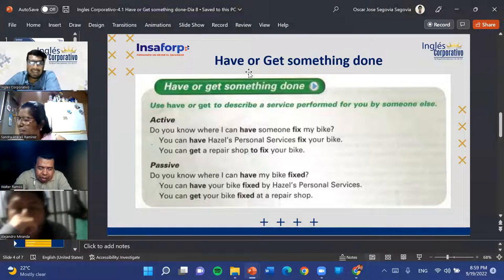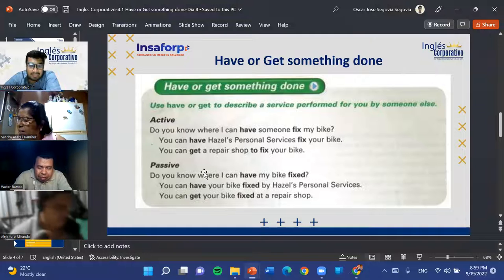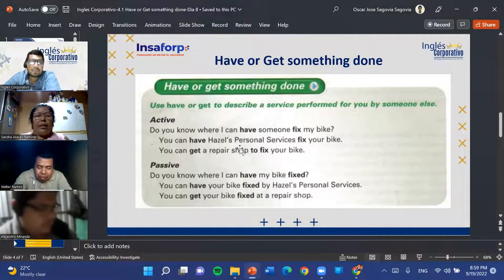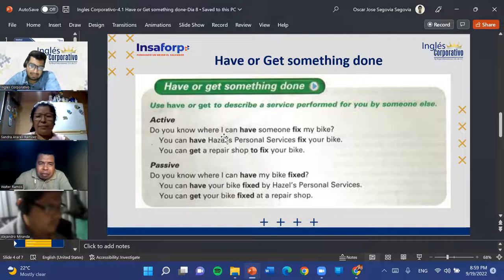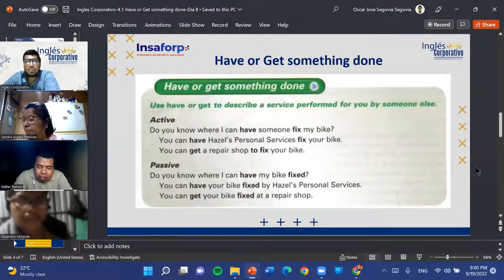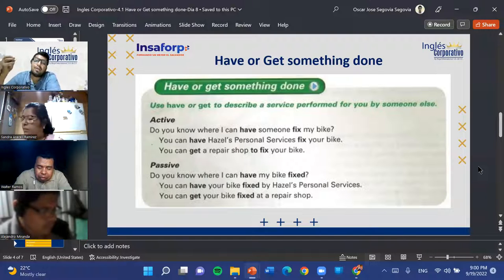Okay, now, have or get something done. This is, once again, active and passive. In one of them, you are going to make someone do something for you. In the other one, you only want to know who, where, or how something can be done. Remember, that is the main objective of the passive.